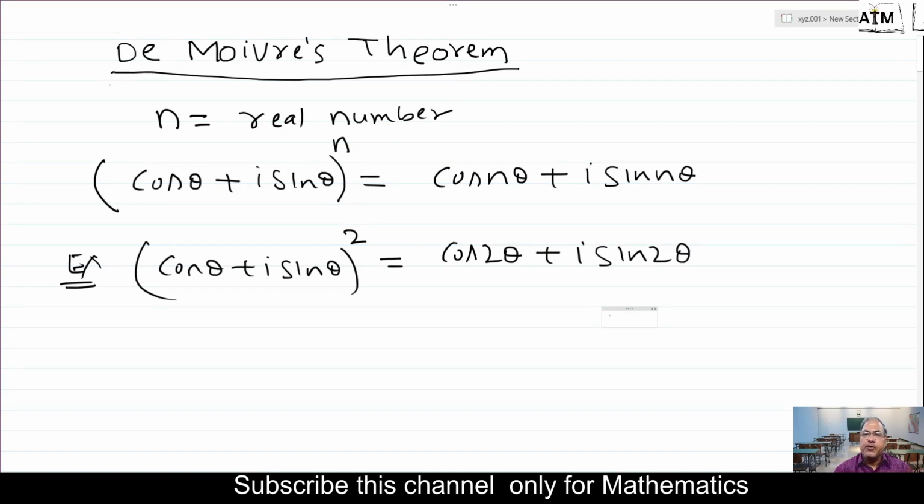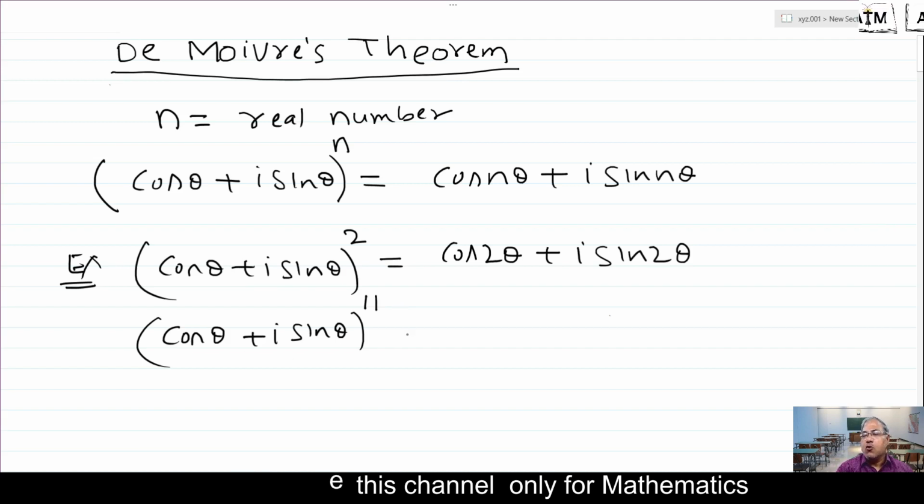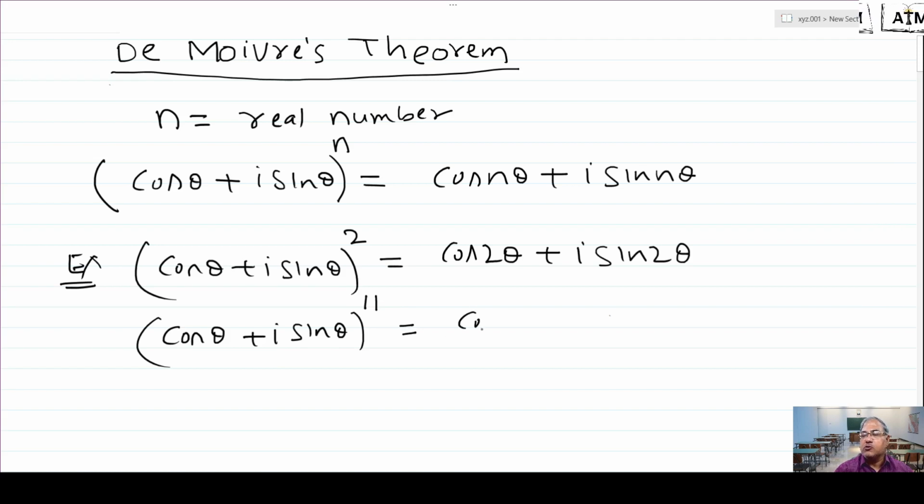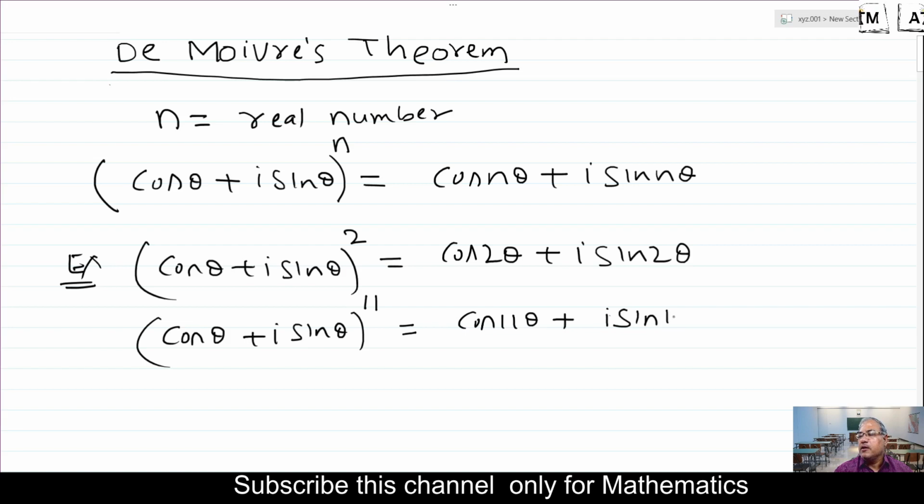In place of n, we can select any real number. Example, cos theta plus i sin theta. Suppose I select 5 here. You say, why only 5? You want to select 7. Okay, you select 7. Somebody else will say, no sir, not 7, not 5, let us take 11. Okay, 11. Whatever number you want, you can select here. So (cos theta plus i sin theta) whole raised to 11 equals cos 11 theta plus i sin 11 theta.